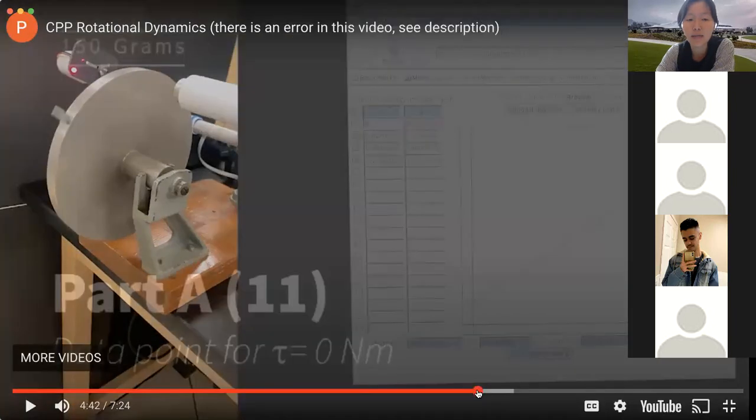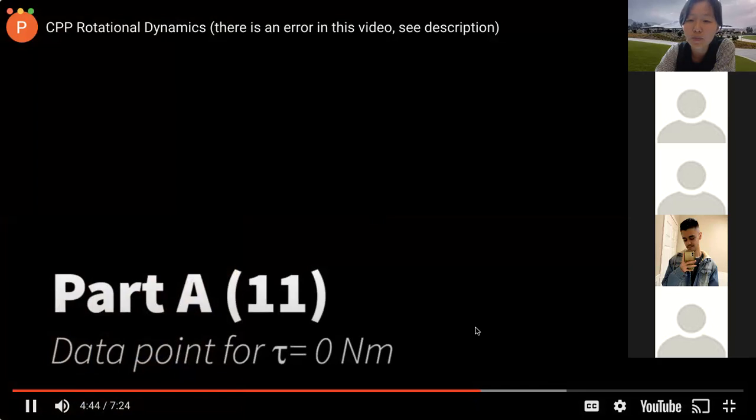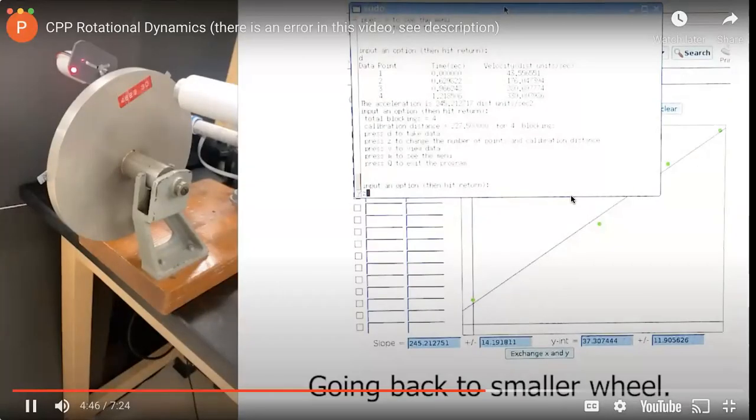Okay, this is part A11. Torque is 0. If there's no torque, it's not going to have any acceleration, right? So you simply give it a spin. If there are no other forces involved, it should just spin with a constant velocity because there is no acceleration. You haven't added any weight to make it spin faster or slower. They will record their data. You would expect to get a constant velocity, but it is not quite constant. You can see it actually slowed down a little bit.